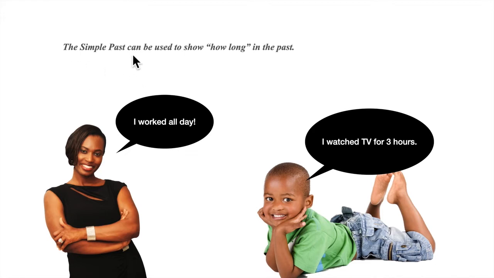The simple past can also be used to show how long something happened in the past. Now, she said, "I worked all day." Of course, that doesn't mean she worked 24 hours in a row. It just means she worked during the day, 9 to 5, something like that. The boy says, "I watched TV for 3 hours." And we're talking about the length of time that he watched it.